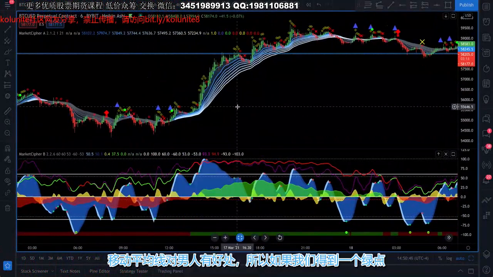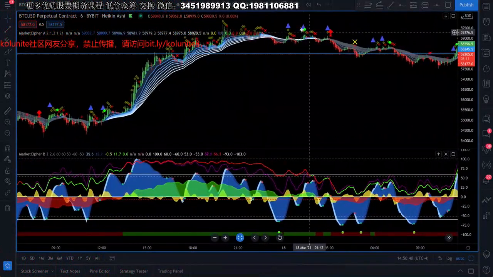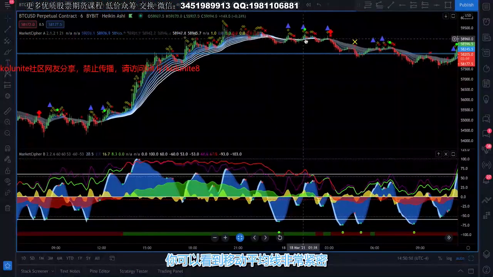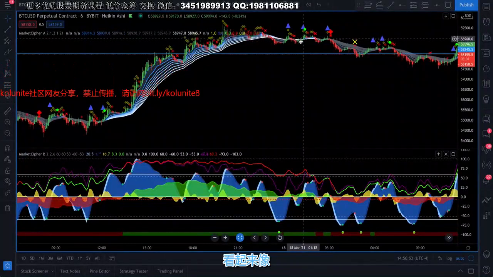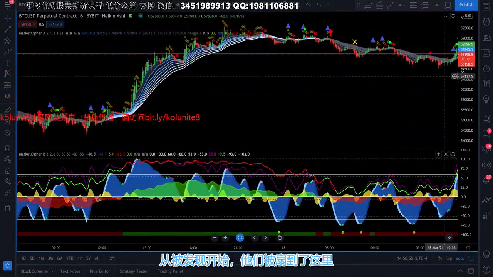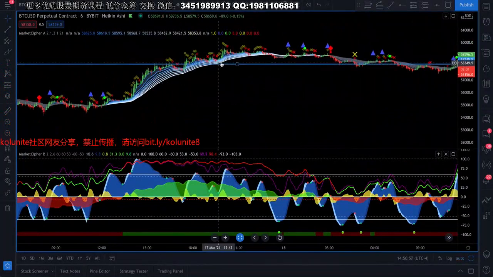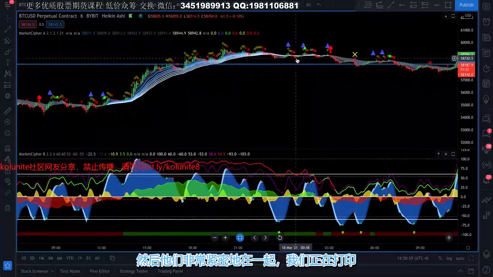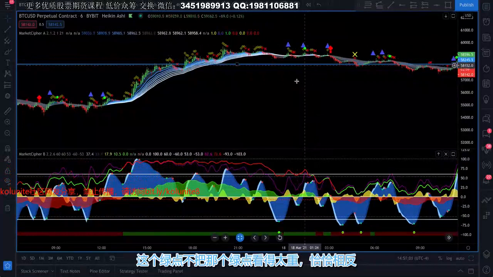So if we're getting a green dot right here, and you can see that the moving averages are very tight together, it looks like they have just, from being fanned out, they were fanned out up here, and then they get really tight together, and we're printing this green dot. Don't take that green dot too seriously.